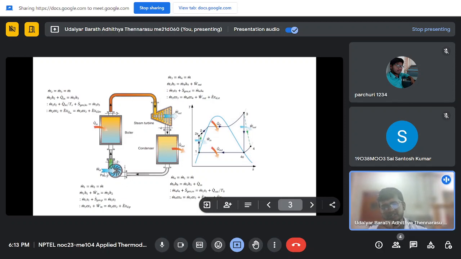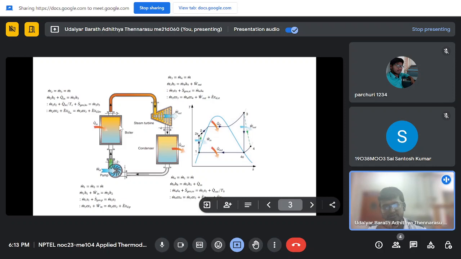And if you see, pump and turbine have isentropic expansion and compression. So they operate in reversible adiabatic mode. Then you have a boiler and condenser. These are happening at constant pressures.